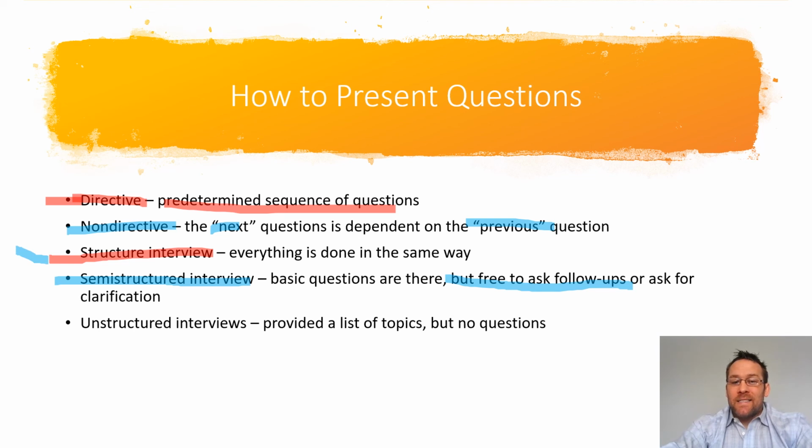They answer the questions. I am not allowed to say anything else except ask the questions and move on. In a semi-structured interview, I have a list of 10 questions. If a person gives an interesting answer, I can ask for clarification. I can ask a little bit of a follow-up, right? That's a semi-structured interview.